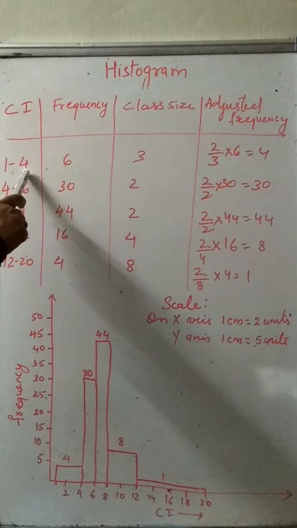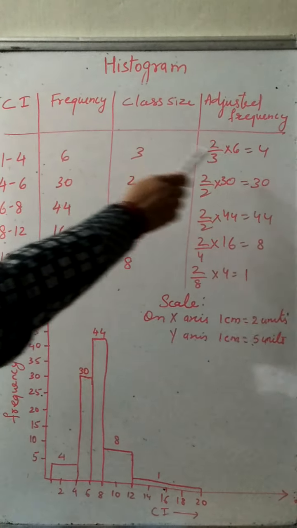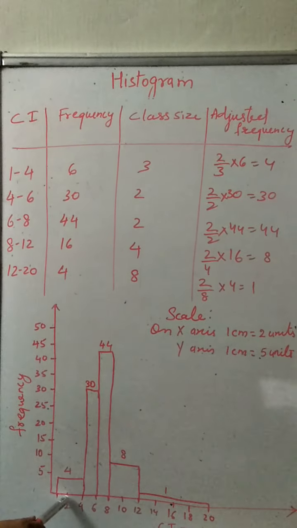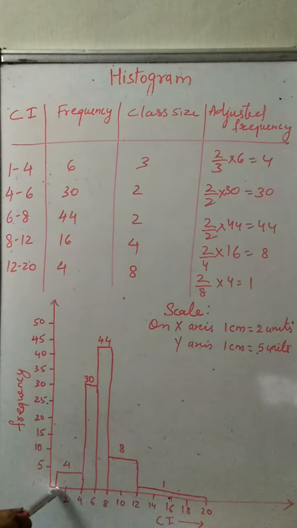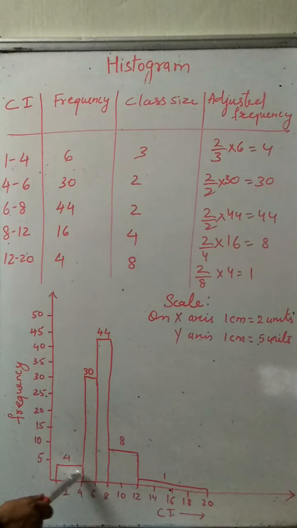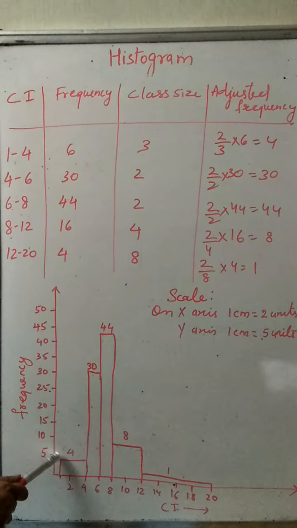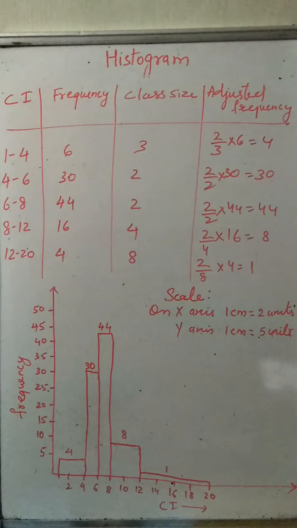So between 1 to 4 the frequency is 4. So here is 2 and here is 0. So 1 will be almost here. Between 1 to 4 the frequency is 4, that means slightly less than 5. So we have to draw like this.